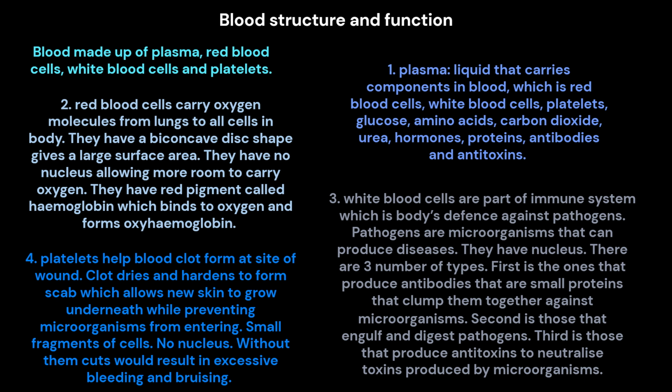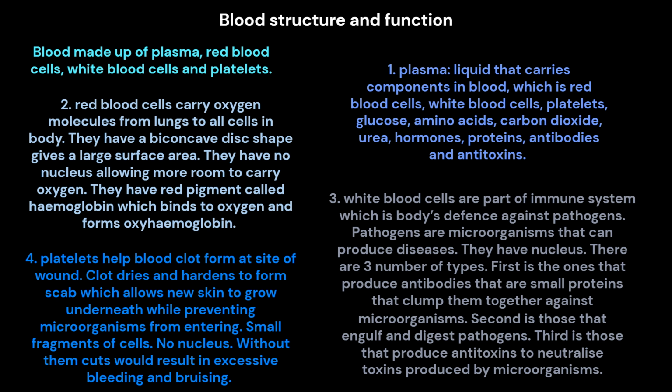3. White blood cells are part of the immune system, which is the body's defense against pathogens. Pathogens are microorganisms that can produce diseases. They have a nucleus. There are 3 types. First is the ones that produce antibodies. They're small proteins that clump microorganisms together. Second is those that engulf and digest pathogens. Third is those that produce antitoxins to neutralize toxins produced by microorganisms.